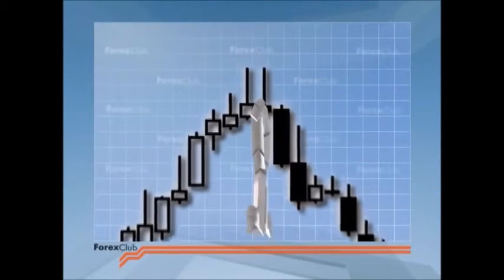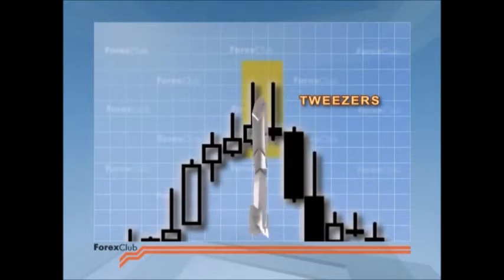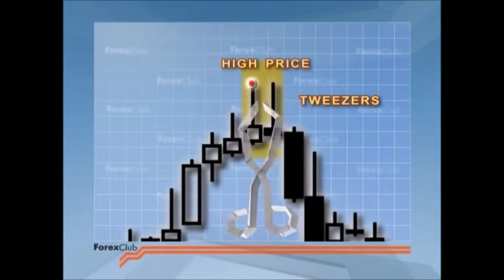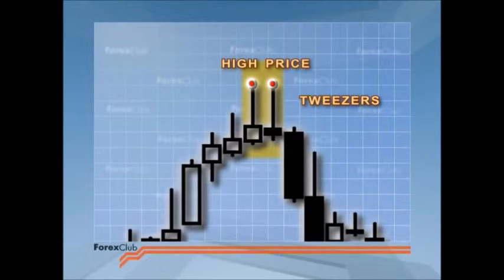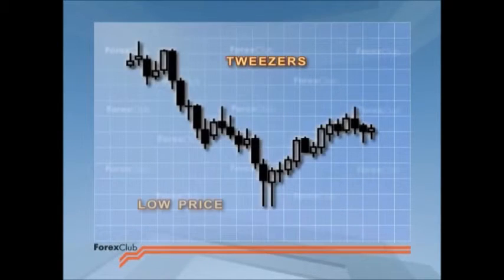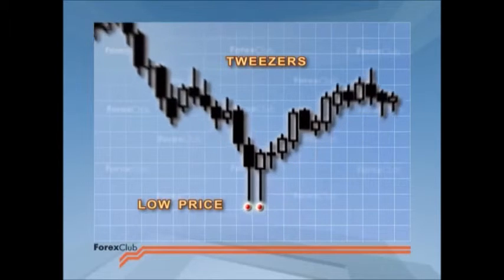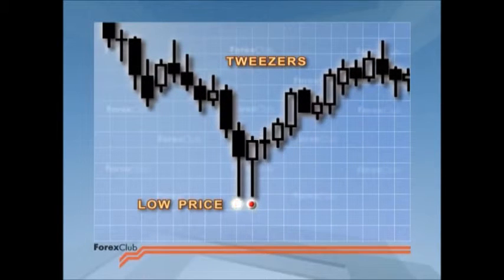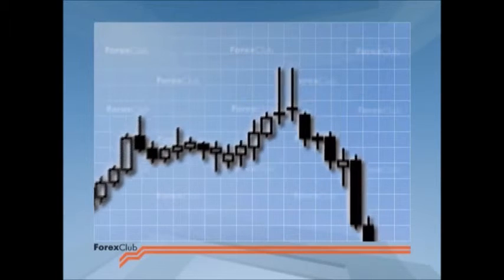The next pattern is called the Tweezers. It's made up of two candles that are either next to or near each other and which have identical highs at the top of the market or identical lows at the bottom of the market. The tweezers are normally formed by the shadows, and the candlestick real bodies can be of any type, from a doji to a shaven top or bottom.